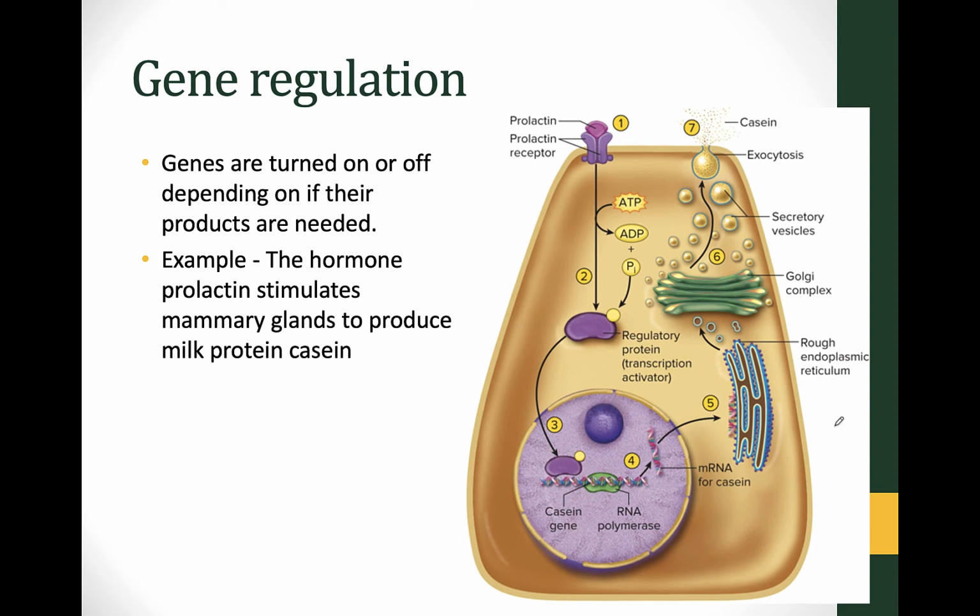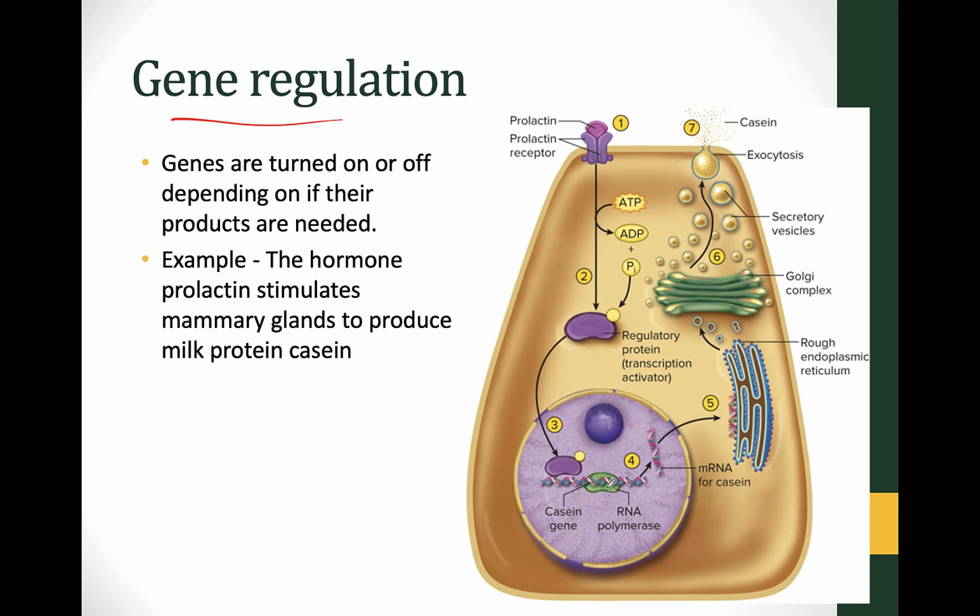So I want you to think about this. Do you need to copy all of your genes into proteins all of the time in your body? Hopefully you're shaking your head no. It would be kind of ludicrous to have all of our genes turned on making proteins at the same time. So we don't always need that process of protein synthesis to be going on. So gene regulation is the idea that genes are kind of like a light switch. They can be turned on or off depending on if I need the protein that they make.